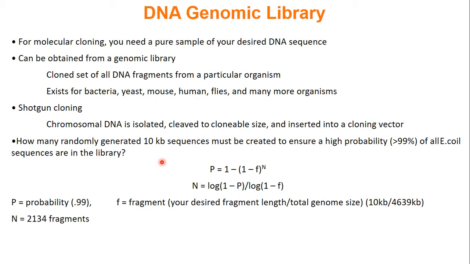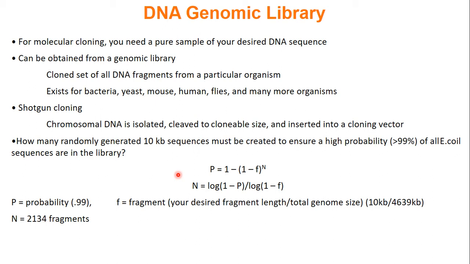Now, there's some math to go with the shotgun approach, and it's all based on probability. How many randomly generated 10 kb sequences do you need? Because that's kind of what you're doing: taking the chromosome and more or less randomly breaking it apart. How many sequences must you make to make sure that 99% of all DNA, or all E. coli sequences, are in your library?